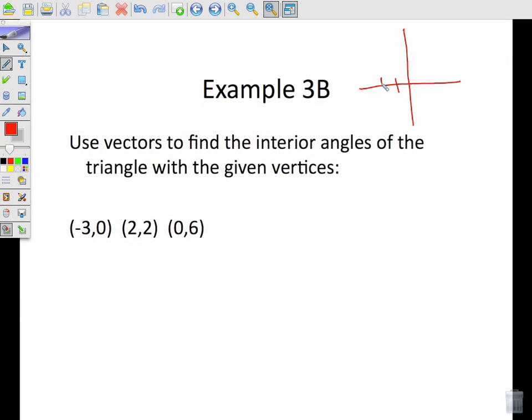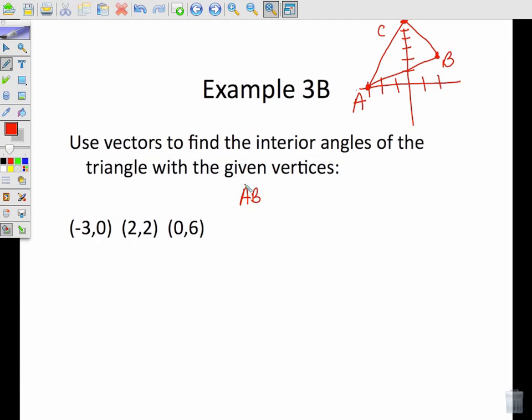All right, here's my triangle. I've got (-3, 0), I've got (2, 2), and I've got (0, 6). So we need to find the vectors for each of these sides of my triangle. Let's go ahead and label our triangle A, B, and C.